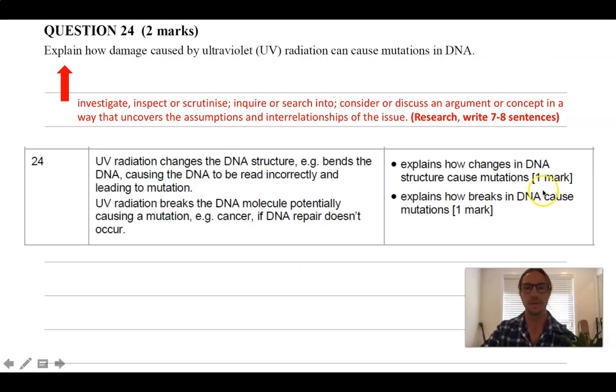Okay, so 2 marks. You get a mark for explaining how changes in DNA structure cause mutations, and another mark for explaining how breaks in DNA cause mutations. So here's the sample response. UV radiation changes the DNA structure, it bends the DNA, causing the DNA to be read incorrectly. And UV radiation does this. Cancer is an example.